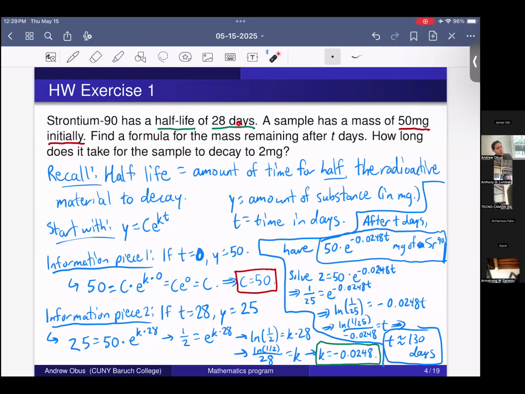And that kind of makes sense, right? Because every 28 days, you lose half. So after 28 days, you're down to 25 milligrams. After 56 days, you're down to about 12 milligrams. After 84 days, you're down to about 6 milligrams. And then after another 28 days, so after 112 days, you're down to about 3 milligrams. So it makes sense that to get down to 2 milligrams would be about 130 days. Okay, so this is a realistic looking solution.